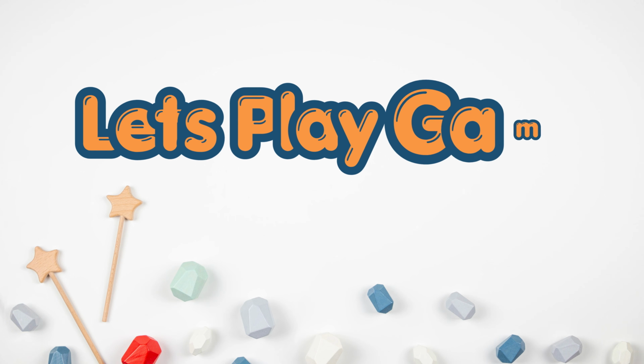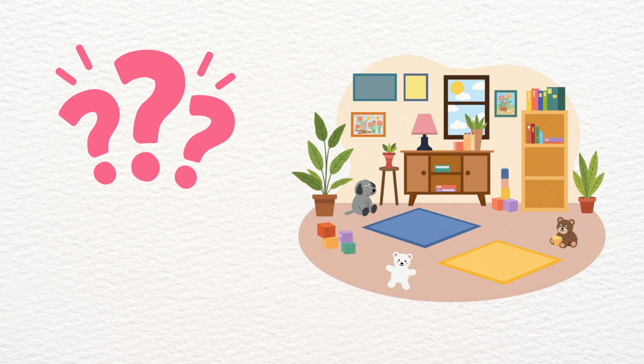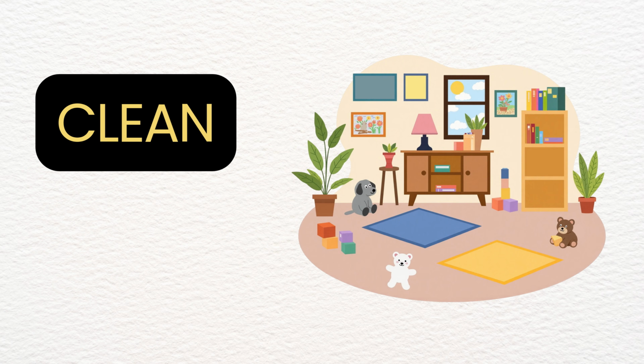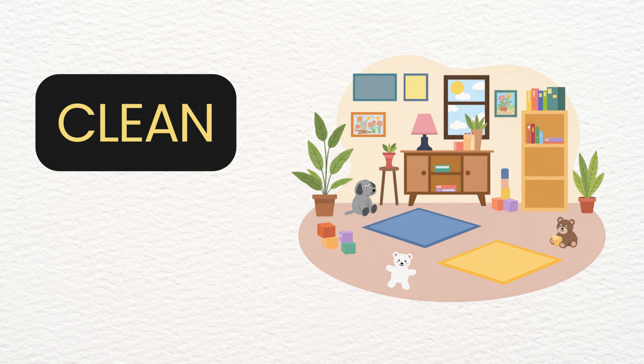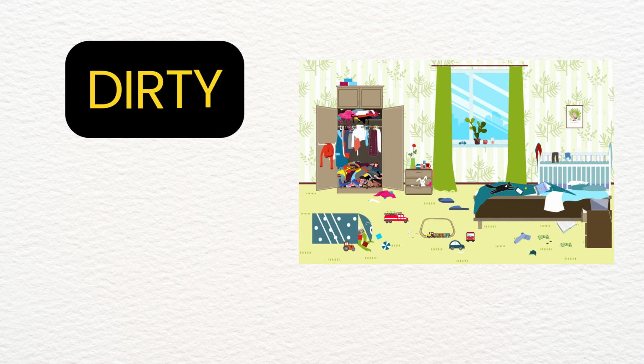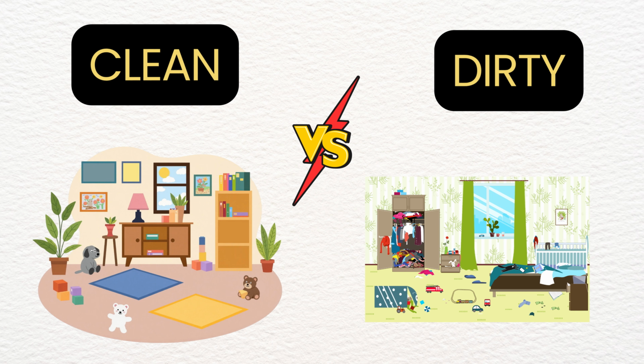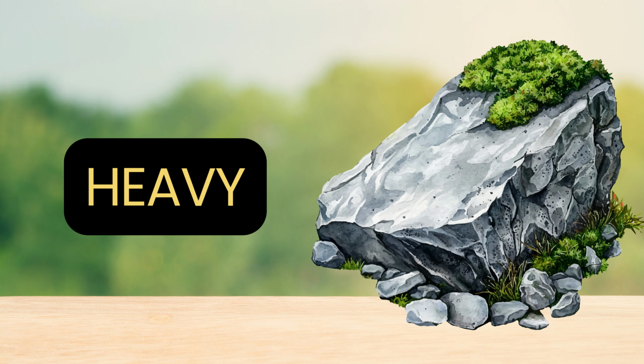Let's play a game now. Can you tell me, is this room clean or dirty? Yes, clean. Is this room clean or dirty? Yes, dirty. This is a clean room and a dirty room. Clean and dirty.